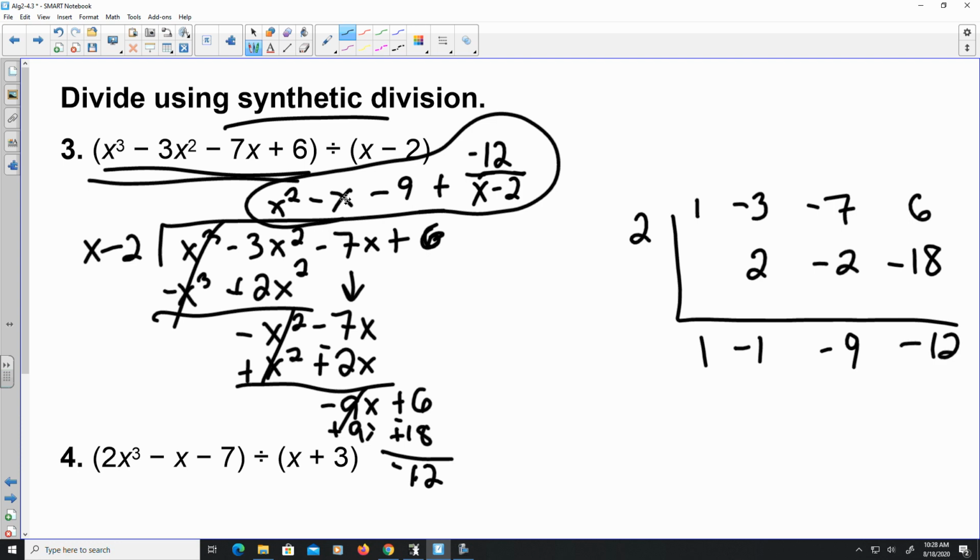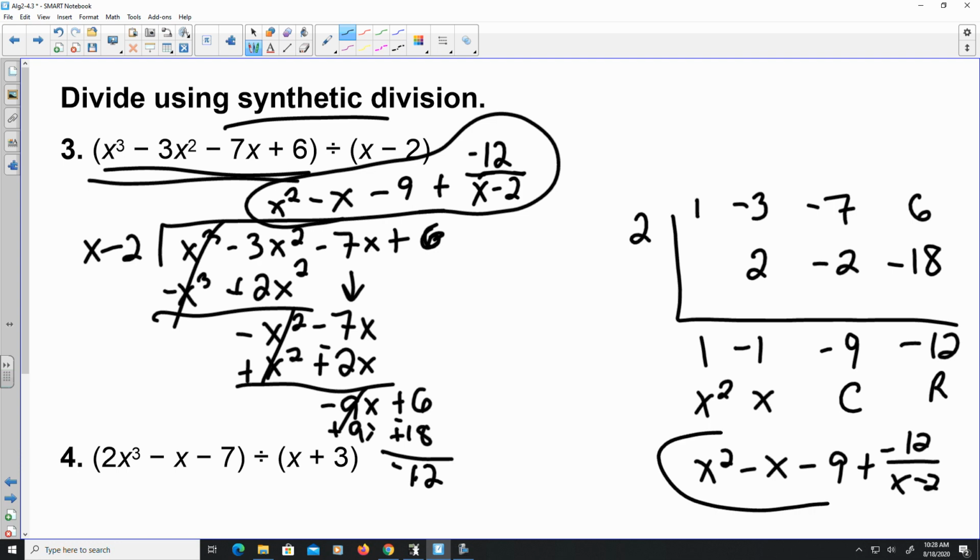So what these numbers are and how they incorporate with the answer that we just got: this negative 12 is your remainder. Negative 9 is your constant value. Negative 1 is x to the first. The positive 1 is x to the second. If you add any more, it'd be x to the third, x to the fourth, and so on and so forth. So now it's going to be x squared minus x minus 9 plus negative 12 over x minus 2. I get the same answer.